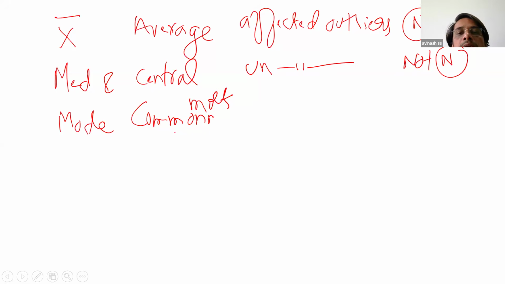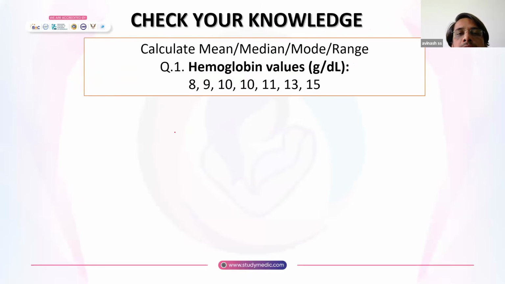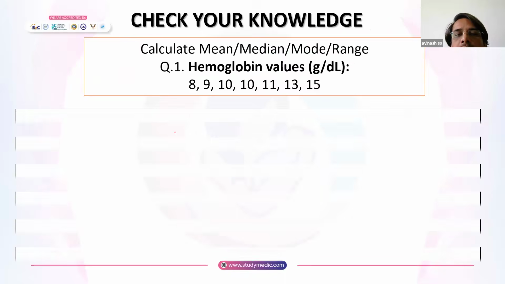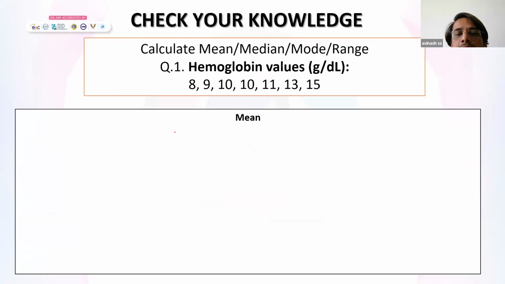Now coming to the measures of dispersion, we discussed the range. Let us see, we can calculate the mean, median, and mode here. So mean is the average. When we add everything, it is 76 divided by 7, which is 10.8. That is the mean.